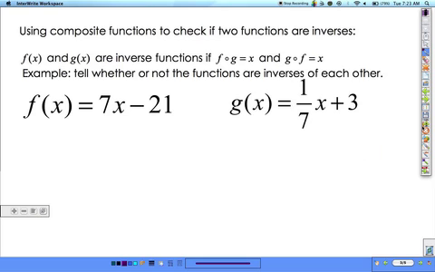In the next video, I'm going to show you how to check to see if two functions are inverses of one another using composition of functions.